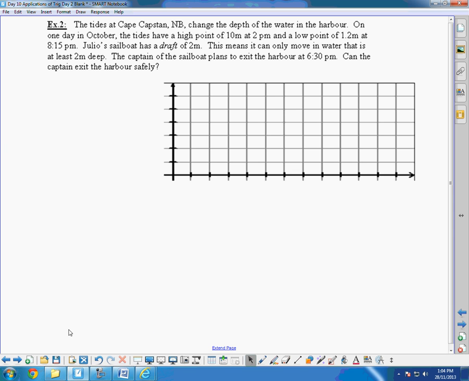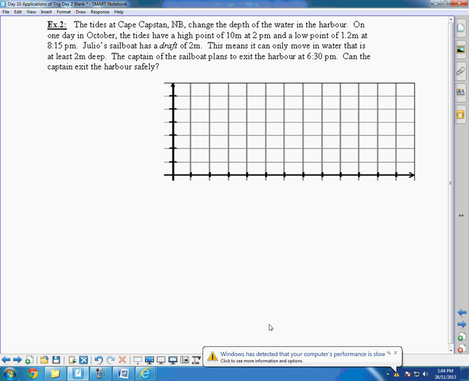So the data that I have is from Capeston in New Brunswick, and it says on one day in October the tides have a high point of 10 meters, and the high point is at 2 p.m. and a low point 6.25 hours later. The low point is 1.2 meters. So that's quite a range, from 10 meters depth of water to 1.2 meters of depth of water. So we're going to talk about Julio, who has a sailboat and has a draft of 2 meters.